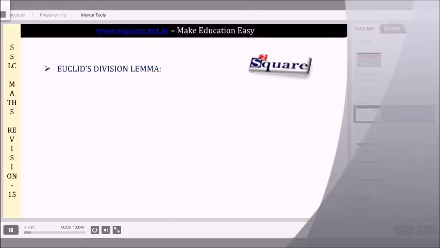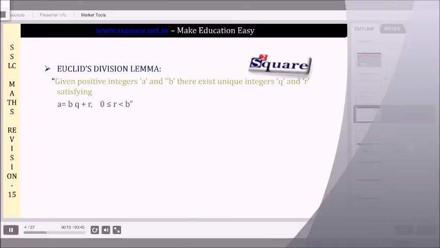Next, Euclid's division lemma. Given positive integers a and b, there exist unique integers q and r satisfying the given equation: a is equal to b into q plus r, where 0 is less than or equal to r less than b. So dividend is equal to divisor into quotient plus remainder.